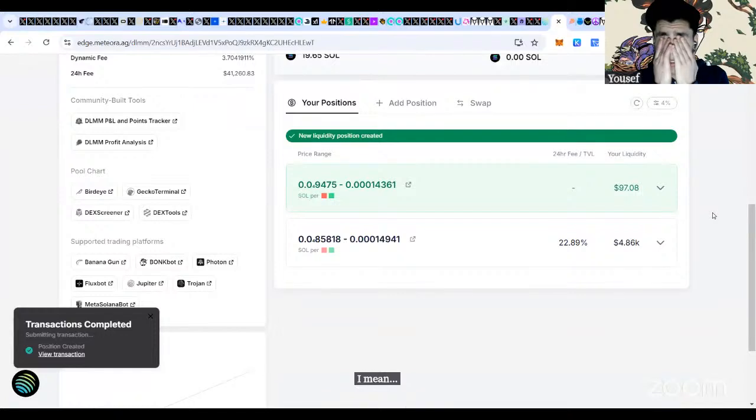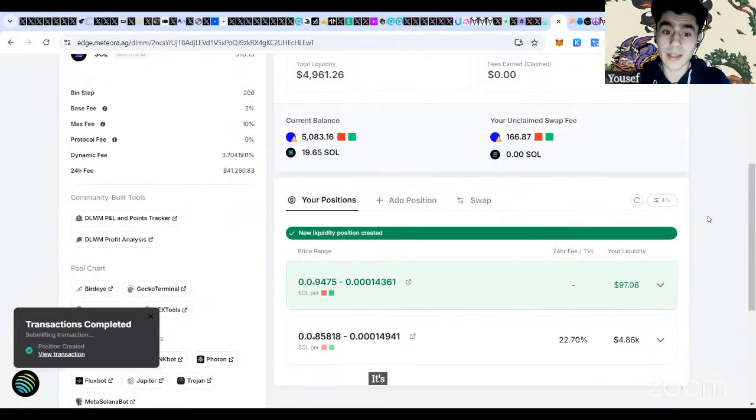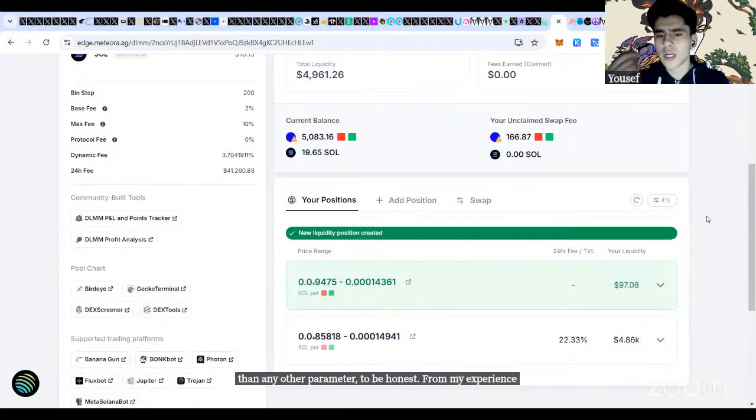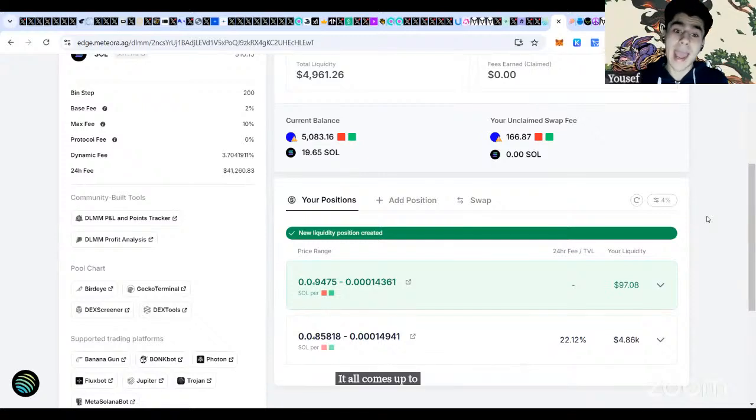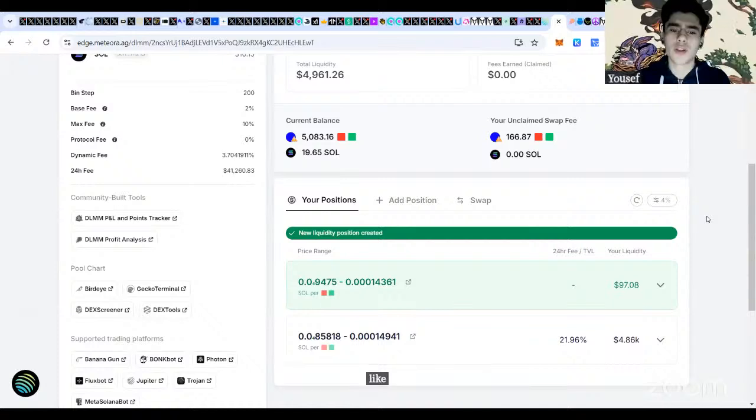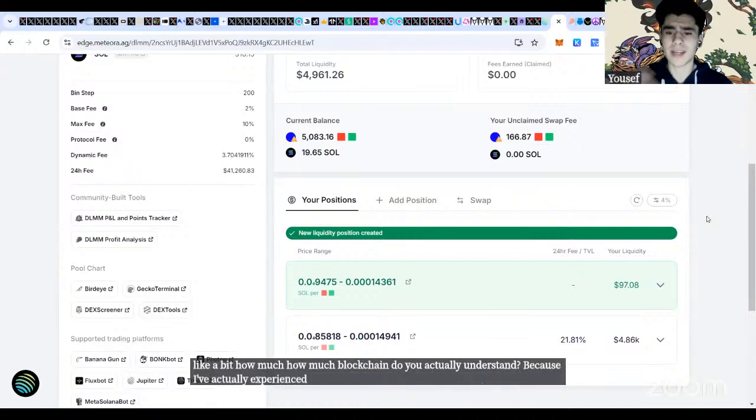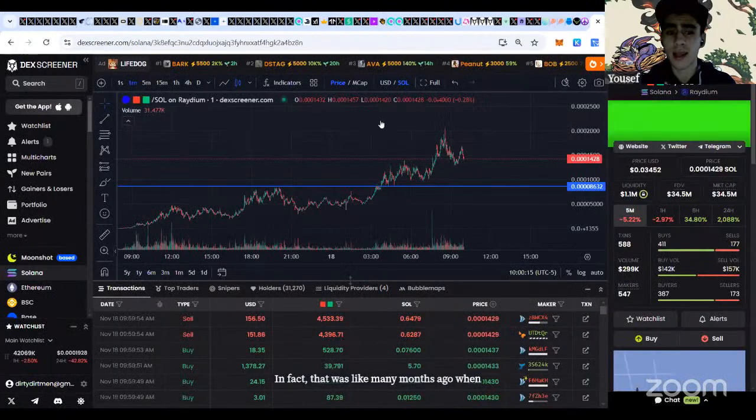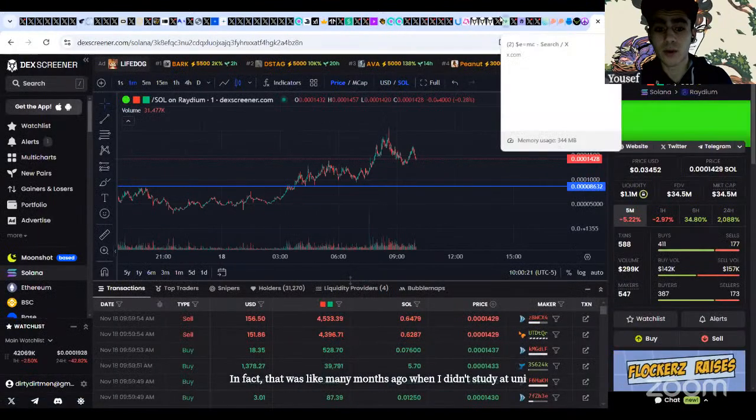It really depends more on what groups you're in, what connections you have, what alpha you're getting than any other parameter, to be honest. From my experience, it all comes down to the group that you're in, and also a bit how much blockchain you actually understand. Back many months ago, when I didn't study at uni, I had some more free time.